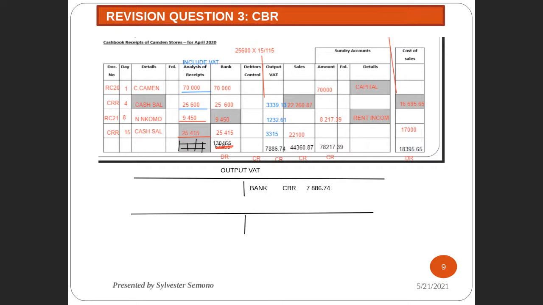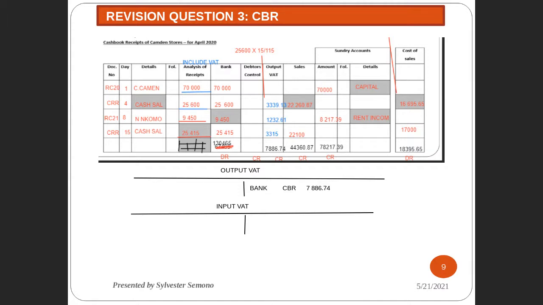So, let's say, for example, we had CBP, and then under the CBP, we have got input VAT. So, it will be like this. I'm going to have input VAT here. Let's say the CBP had input VAT of 10,000. Okay, I'm just assuming, guys. Can you see? So it will look like this.